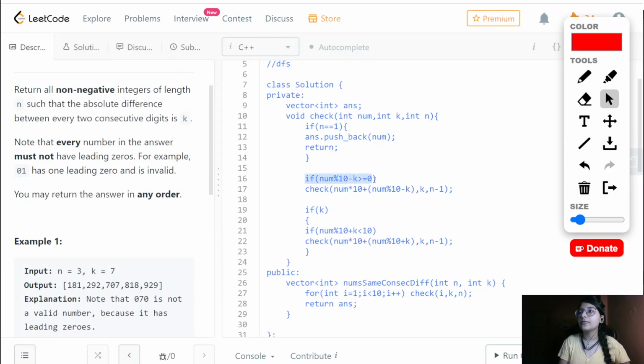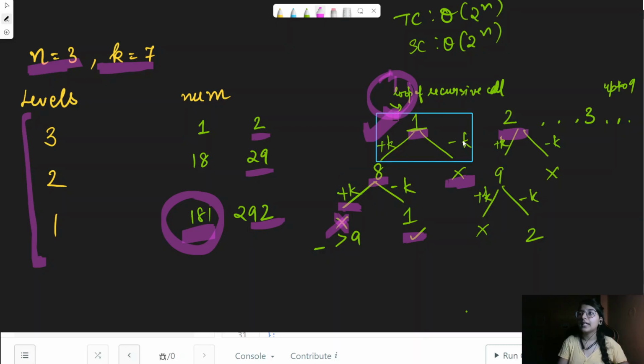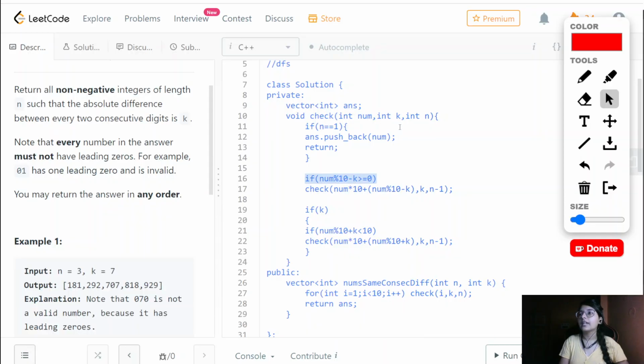In this first one, we are subtracting. First we extract the last digit from that num, and then we subtract it from the same, and we check whether it is greater than or equal to 0 or not. Because you can check here that when we subtracted at the first step, 1 minus k, we got minus 6, and that is not in the positive range, so we excluded that. So we keep a check that after the subtraction, is it greater than or equal to 0 or not? If it is, then we call our recursive function and move ahead to the next step.